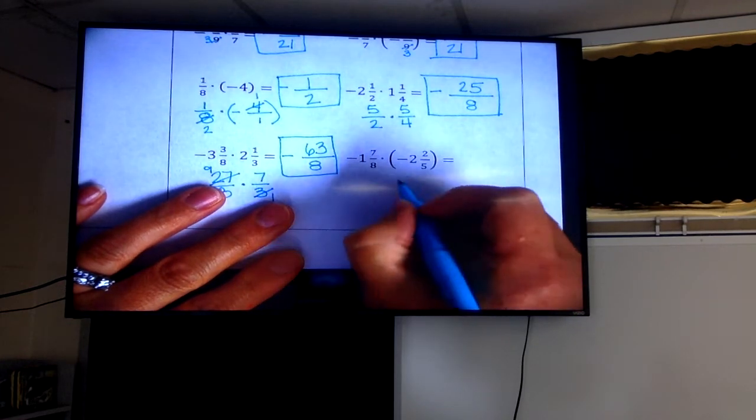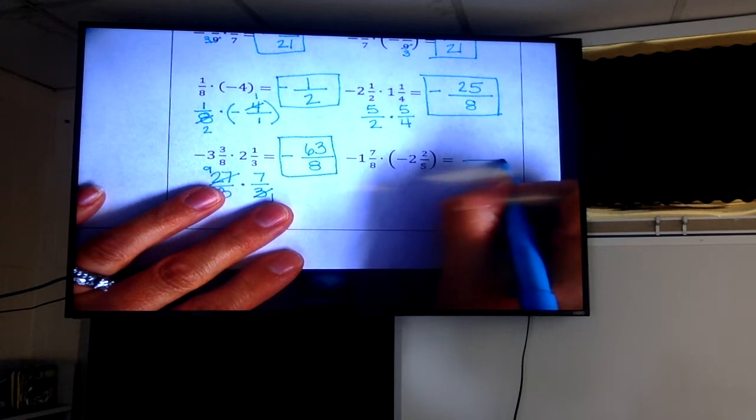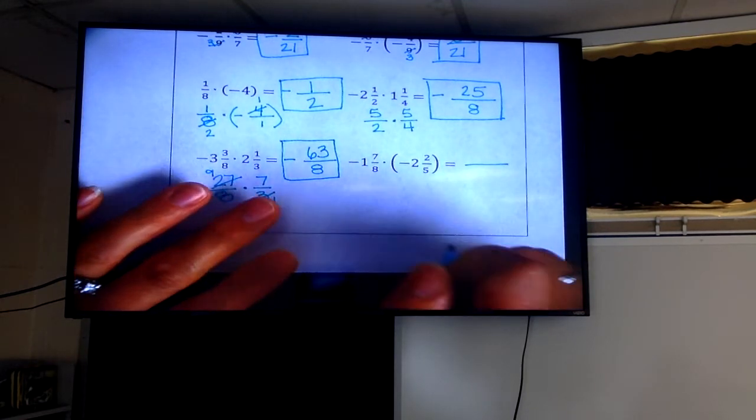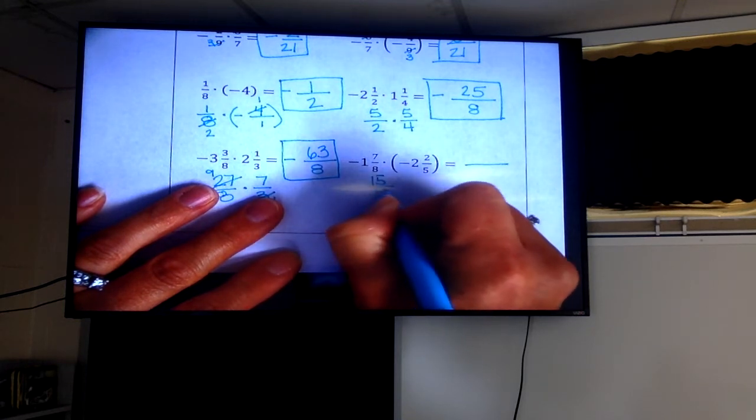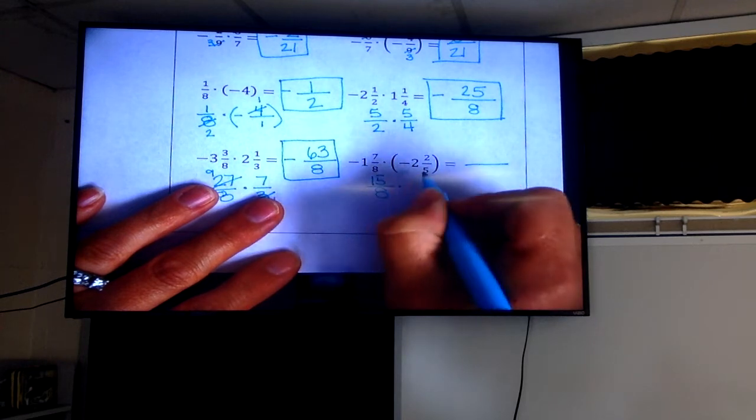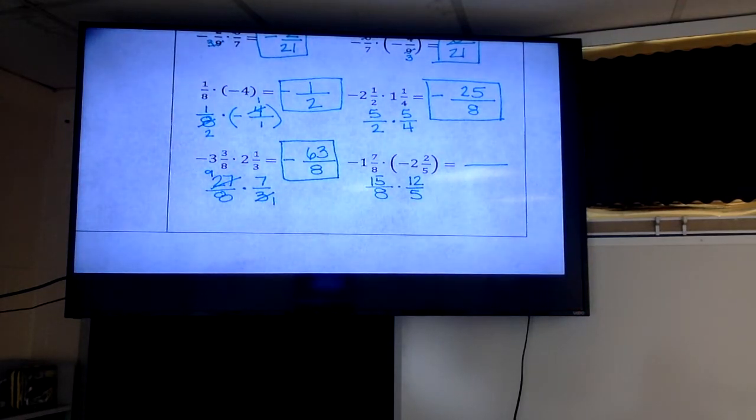Last one for multiplication. I have a negative times a negative, which will give me a positive answer. So I'm not going to write anything but the fraction bar. 8 times 1 plus 7 is 15 over 8, times 5 times 2 is 10, plus 2 is 12, so 12 over 5. And notice I didn't even write the negative signs because there's no need to. We already decided our answer was going to be positive.